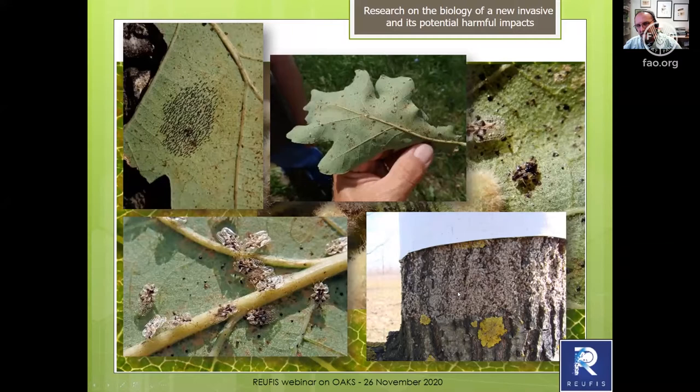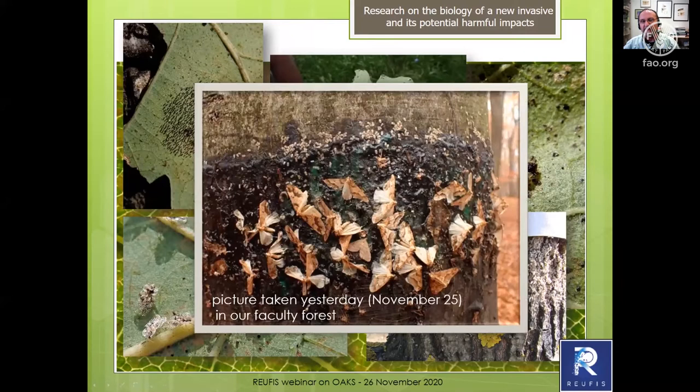This picture I took yesterday from the forest nearby, my faculty forest. And this is a sticky band. Foresters know what these are: winter moths, just swarming right now. Females are inside the glue. And this is the Corythucha arcuata. We have never seen them, of course, never in this situation.